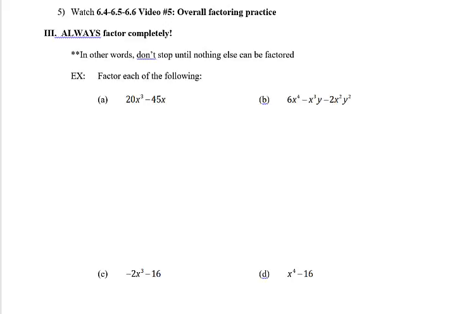This is video number 5 for sections 6.4, 6.5, and 6.6, Overall Factoring Practice. We've come now to the end of our factoring strategy. Step 1, pull out the GCF. Step 2, count your terms so that you know which strategy to go forward with. And then step 3 is always factor completely.